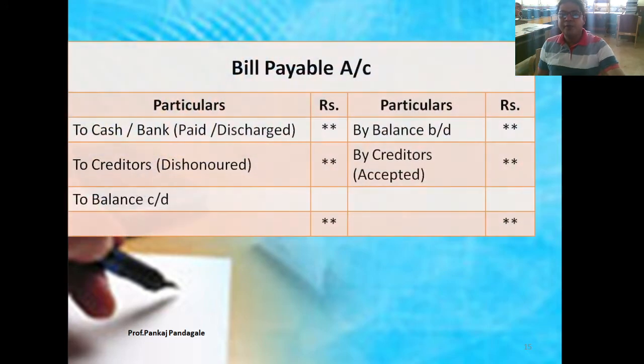Then we will prepare the bills payable account, and we have to find out the closing balance of bills payable. For that purpose, the opening balance is by balance brought down, and the closing balance is to balance carried down. If the bill amount is paid or discharged, the debit side shows cash or bank. If the bill is accepted, creditors account debit to bills payable account by creditors. For a dishonored bill, it is to creditors. On that basis we will prepare the bills payable account.